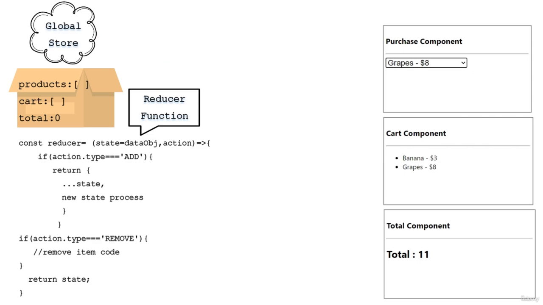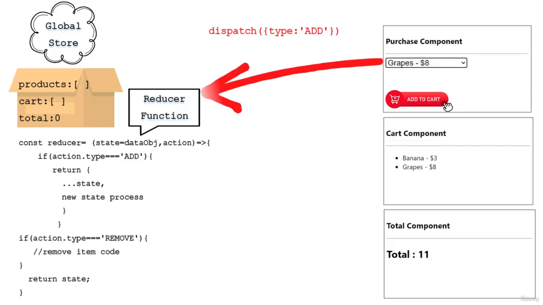But your components are at different level. They are segregated from this global store and global reducer function. In Redux, whenever there is an event, let's say here you have the add to cart button, and when the user clicks, it should actually dispatch the action to the reducer.